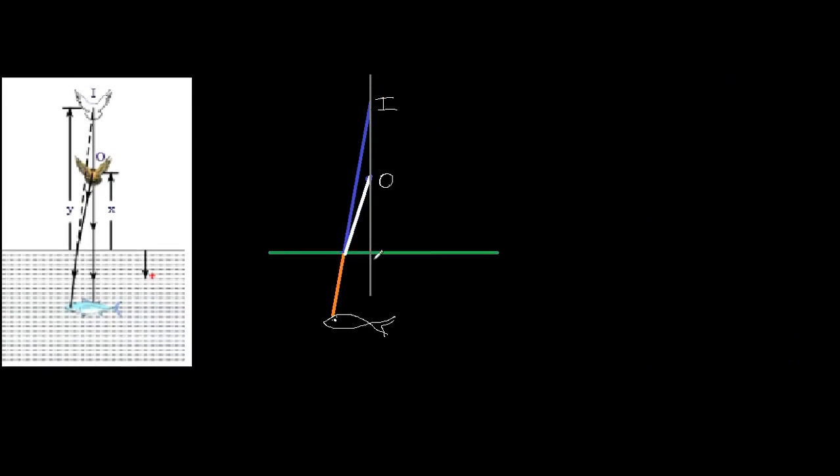From this figure we can draw this ray diagram. This is the object, that is, the bird is here. A fish is watching this bird, and this bird appears to the fish as if it is at this height. We have to find where is the location of the image. For that, let us see here the rays from the bird.